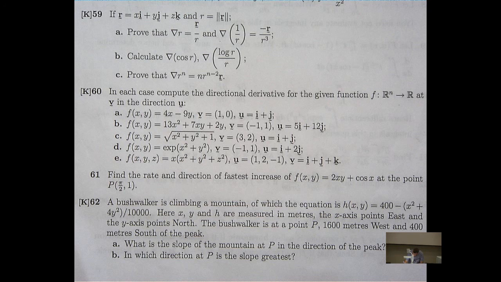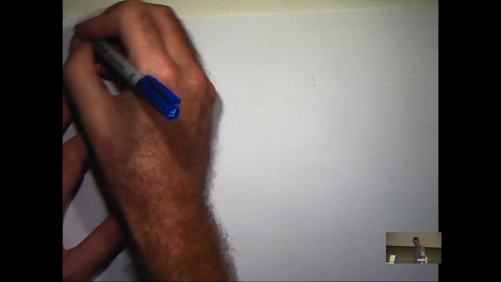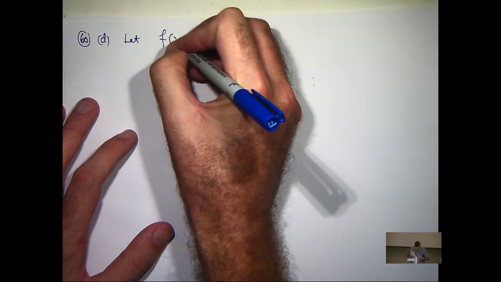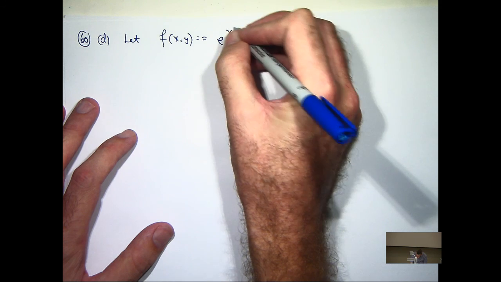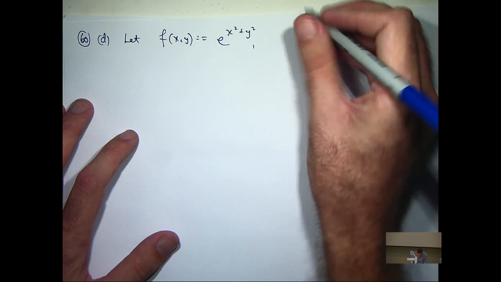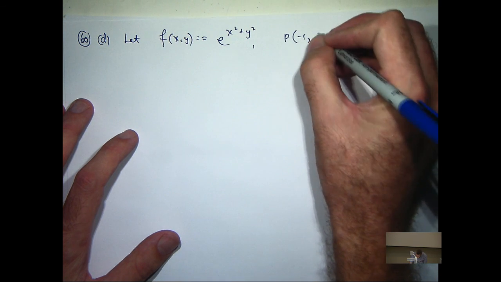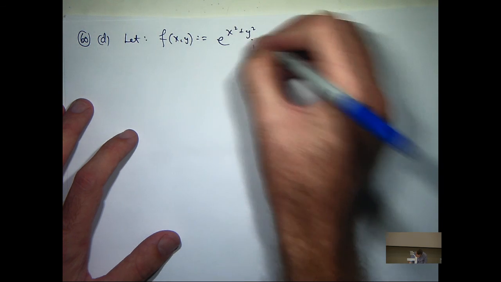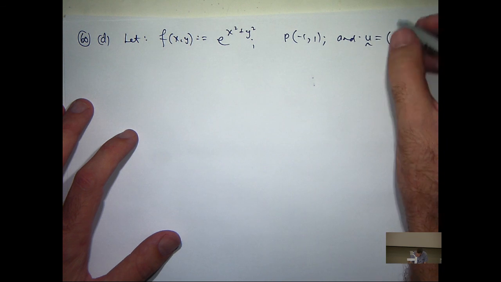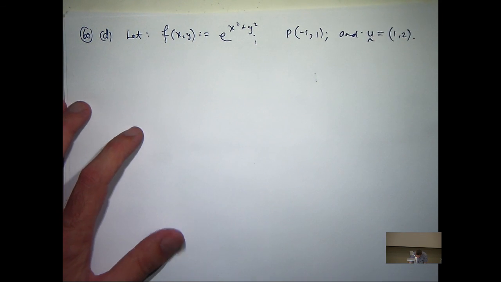So let's discuss that. Anyone done D? Anyone? How did you find it? Good? Good learning? Excellent. Would you want to step us through it? How did you do it? So let me just write this out. I'm actually going to let P be this point, and U is just this vector. So step us through it.